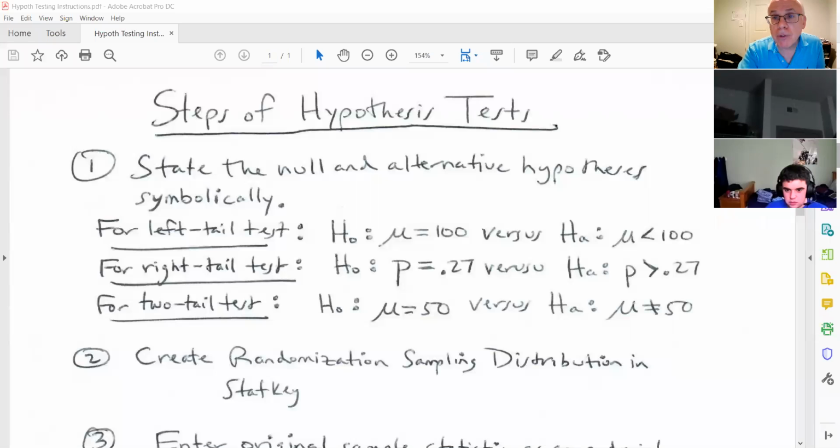All right, so for those of you who are listening through the recording, I'm going to do some examples of hypothesis tests today using StatKey. And the first thing I'm going to do is share the steps that we need to go through to do a hypothesis test.